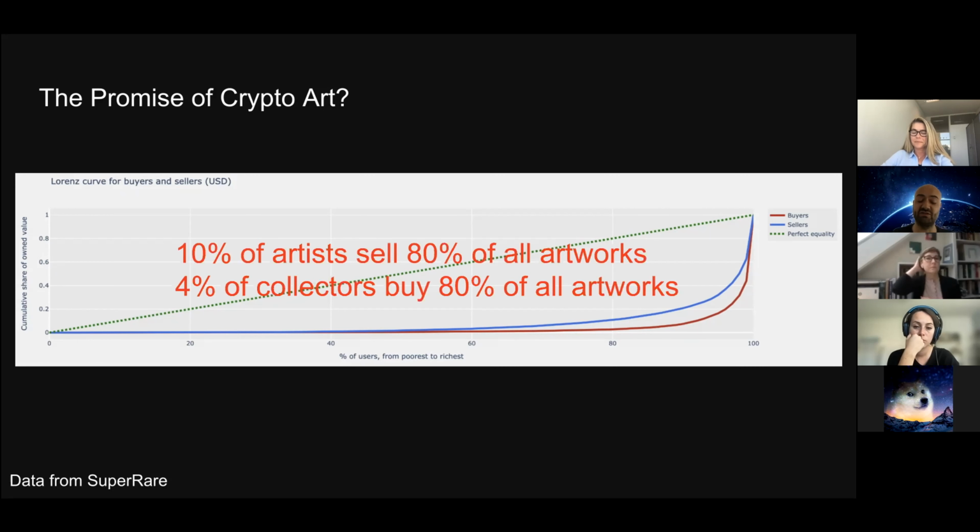We see that 10% of the artists essentially sell 80% of all the artworks in SuperRare. 4% of the collectors buy 80% of the artworks in SuperRare overall, up until actually today. So that's not very diverse, and that's highly concentrated. So I think it's an interesting point for discussion later on, right? So is this openness and democratization of access to opportunity really happening?